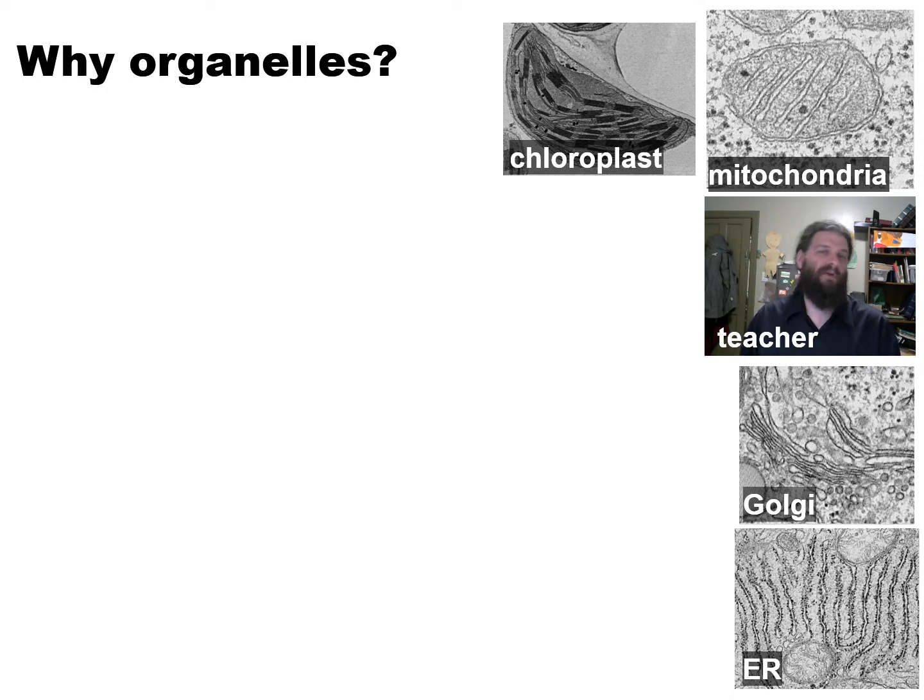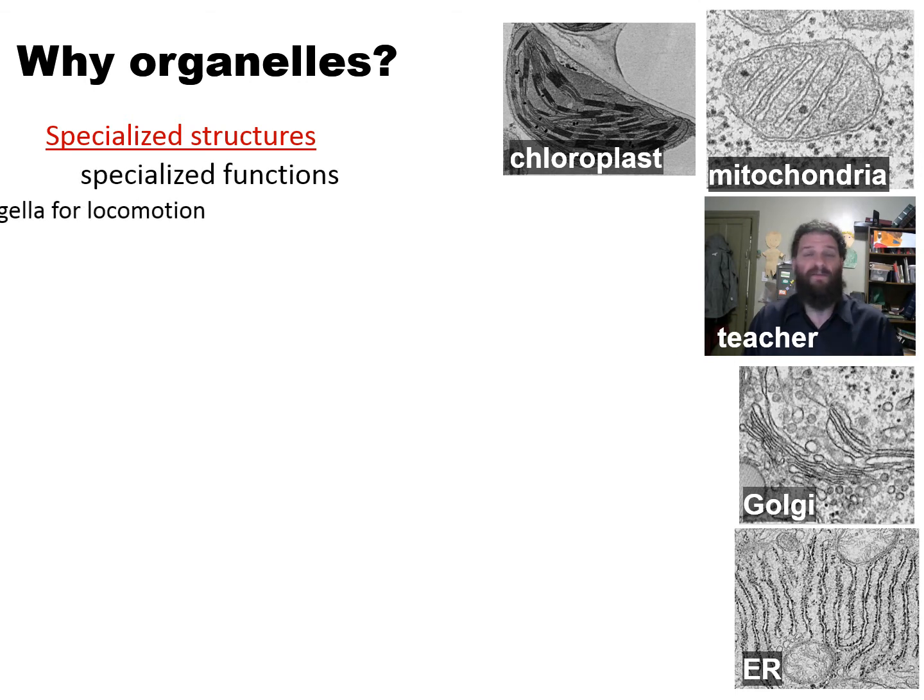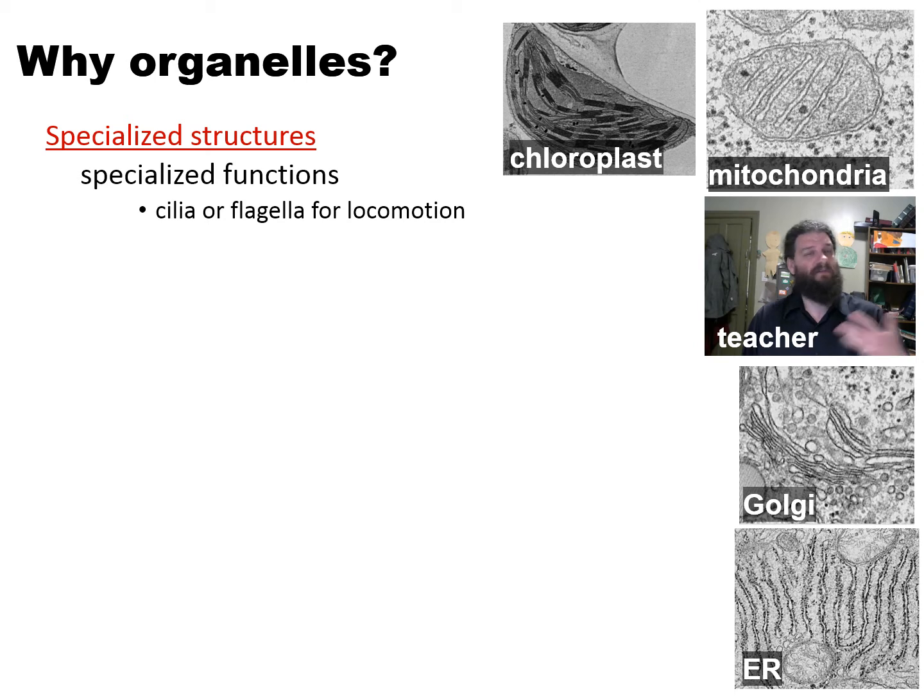What is the bonus? What is the benefit of having organelles in the first place? Well, for one thing, organelles are specialized structures. So things like cilia and flagella are attached with the cytoskeleton. So these are groups of proteins. We'll talk more about cytoskeleton in further videos that allow the cell to move, the organism to move, or things to move around the organism itself.